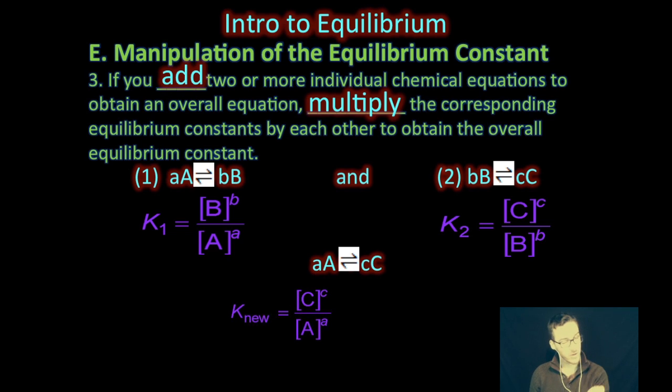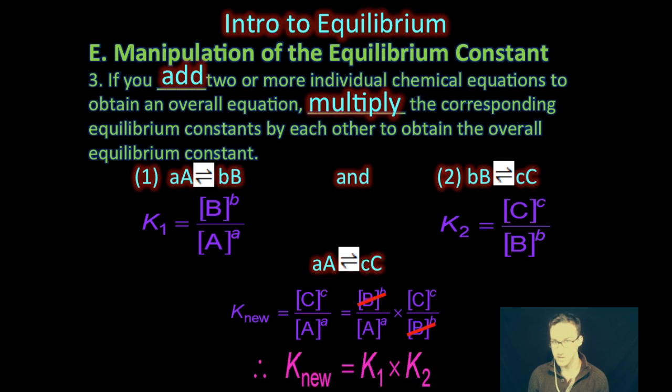Recognize here that if I were to write an equilibrium constant expression for that, it'd be products over reactants, C over A, but that's the same as the product of those initial equilibrium constants. Notice here that the concentration of B cancels out. So ultimately, all you need to do here, if you're ever adding 2 individual chemical equations together, is simply multiply their equilibrium constants.